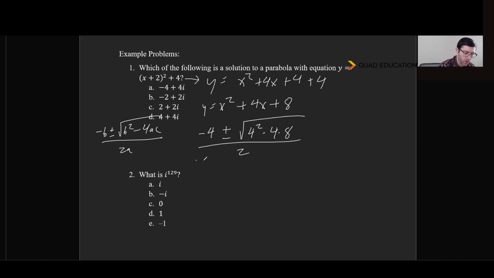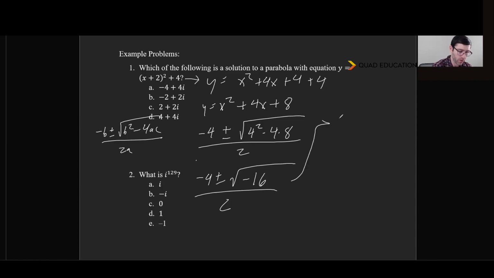So then we're going to say negative 4 plus or minus. So 4 squared is 16, and 4 times 8 is 32. And so 16 minus 32 is going to be negative 16, and that's all over 2. And the nice thing about negative 16 is there's a nice available square root in there.